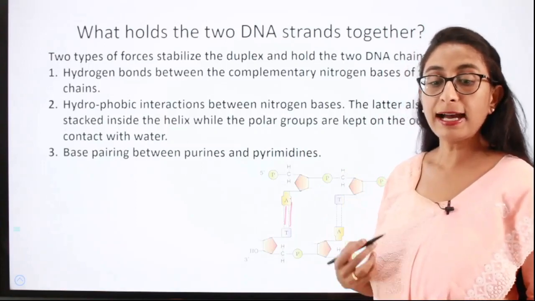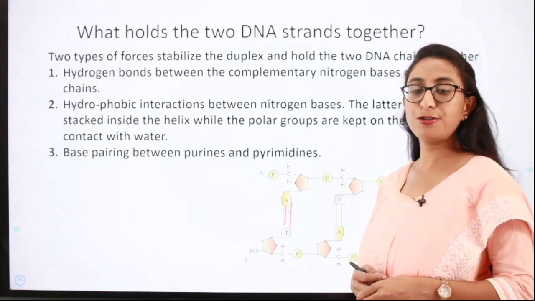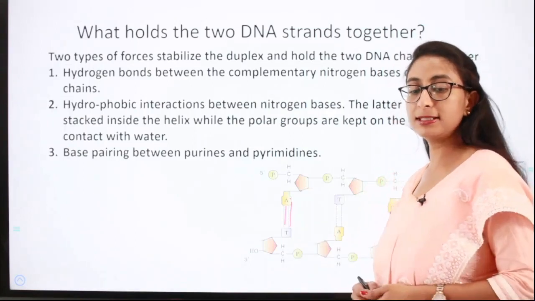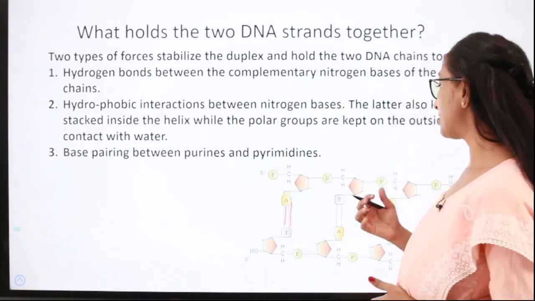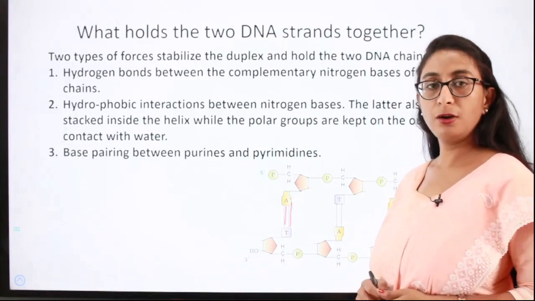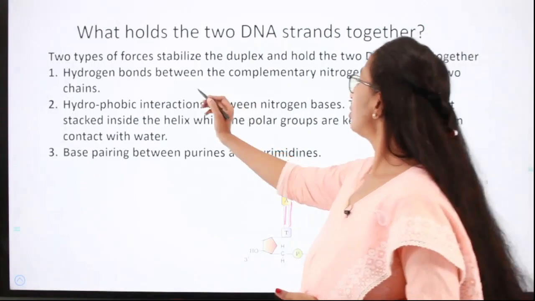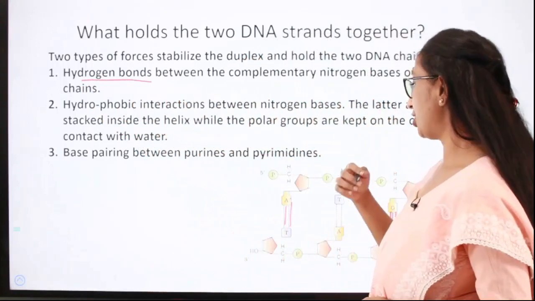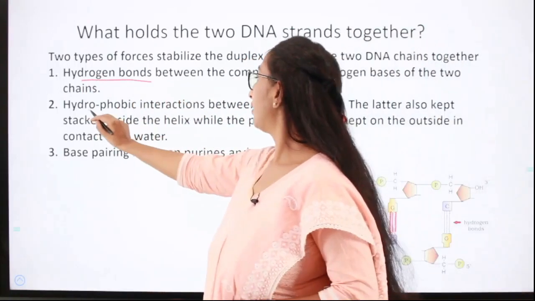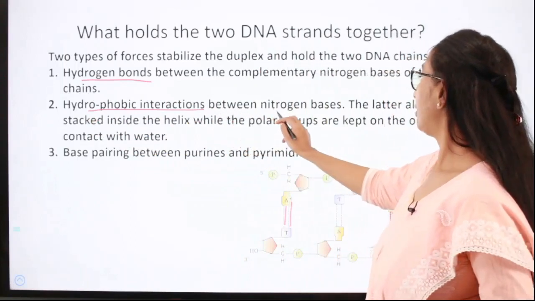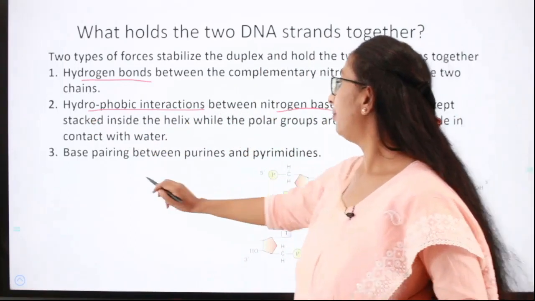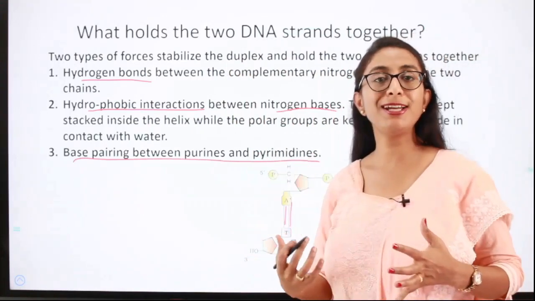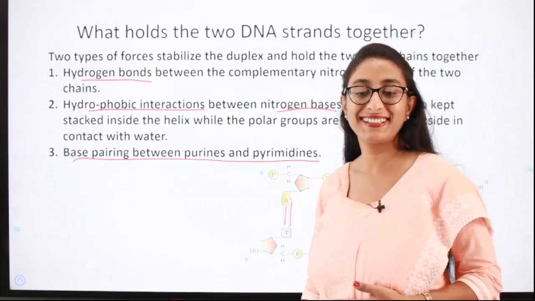Second, the hydrophobic interactions between the nitrogenous bases also give stability, and third is the base pairing between the purines and pyrimidines. So it is the hydrogen bonds between the complementary nitrogen bases of the 2 chains, the hydrophobic interactions between the nitrogenous bases, and the base pairing between the purines and pyrimidines which confer stability to the double helical structure.